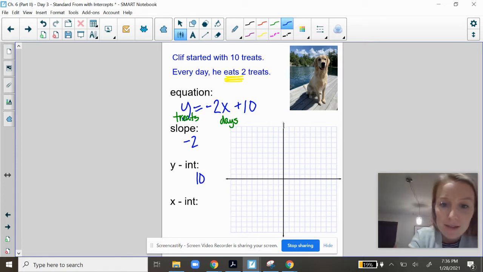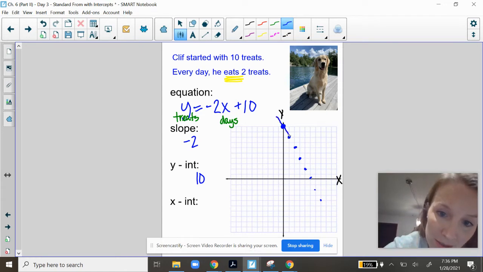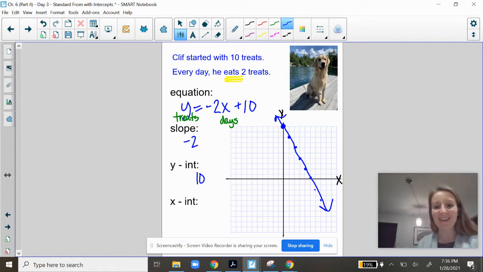So if we graph this, I know I'm going to start at 10 on my y-axis, right? This is my y-axis. This is my x-axis. And if my slope is negative 2, I'm going to go down 2 over 1, down 2 over 1, right? I'm thinking about my rise over run, and I'm going to keep doing that. And then I'm going to connect the dots. And it's going to look something like that. Not a very straight line, but you get the idea.